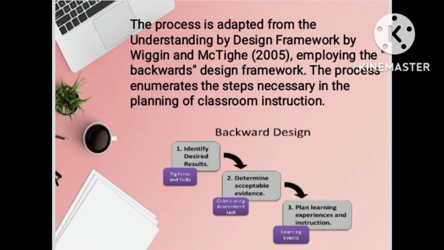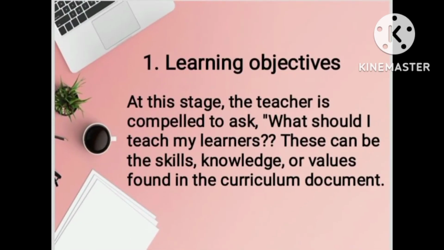Number 1, identify desired results. So this is what the teacher wants the students to understand, know, and be able to do. The number 2 is determine acceptable evidence. This is how the teacher checks if they have learned. The number 3 is plan learning experiences and instruction. So which learning activities will lead students to the desired results. So this is the instructional planning cycle.